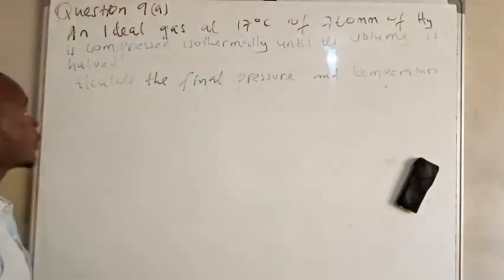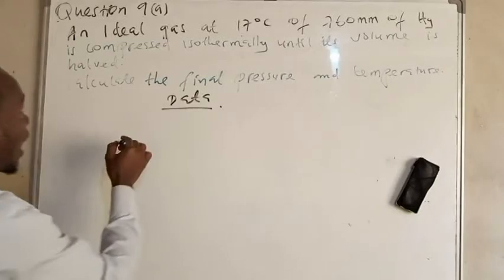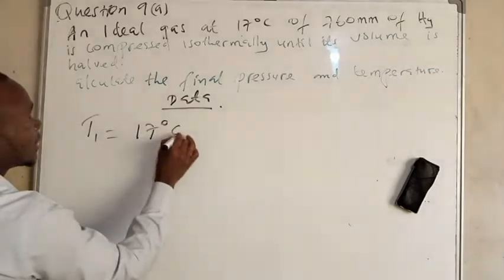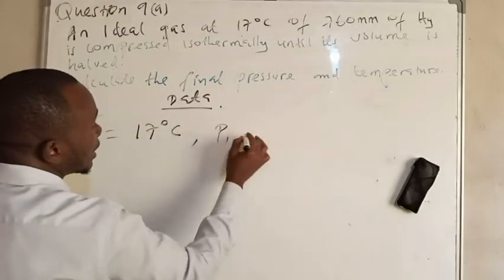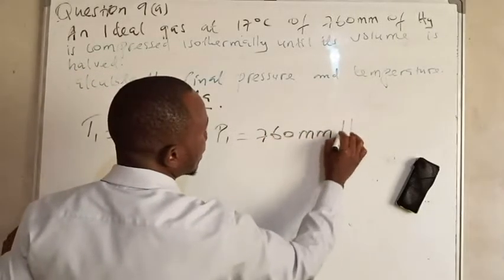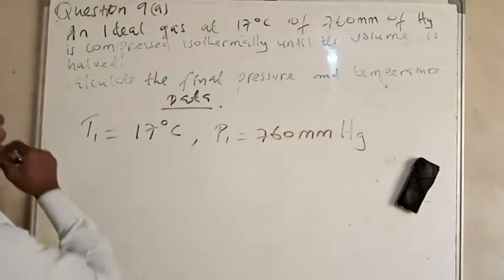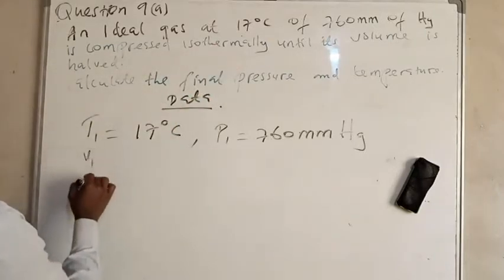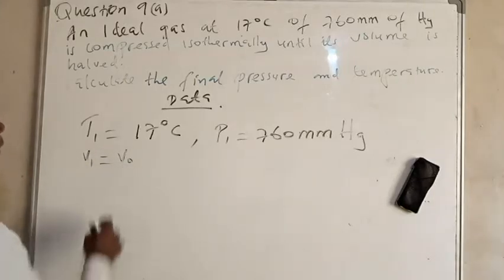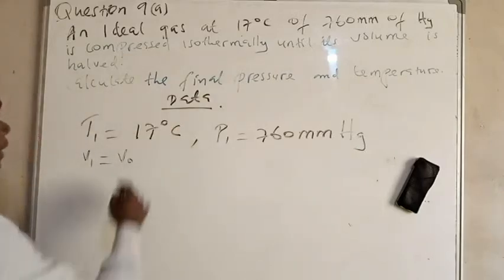So here, what we are going to do is come up with the data. The data that we have is the temperature, which is T1, 17 degrees Celsius. Then the pressure P1, which is the initial pressure, is equal to 760 millimeters of mercury. What else are we given here? The V1, let it be represented by V0. Then when it is compressed isothermally, the volume is halved.